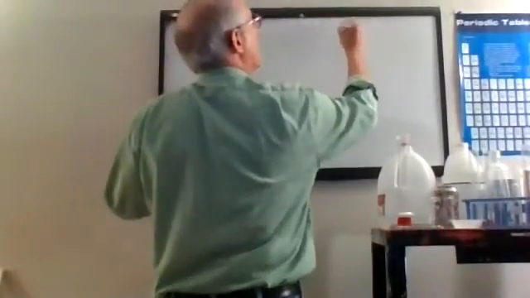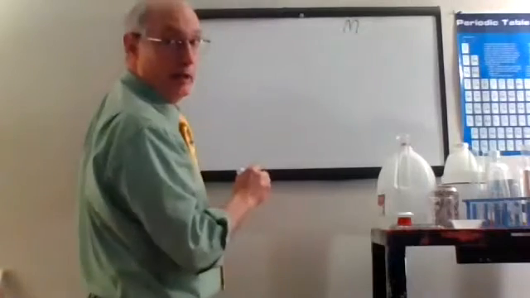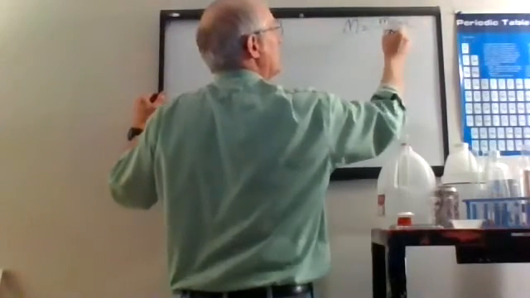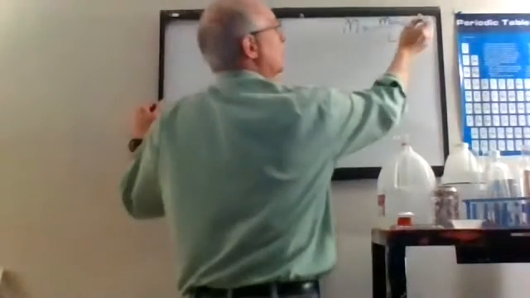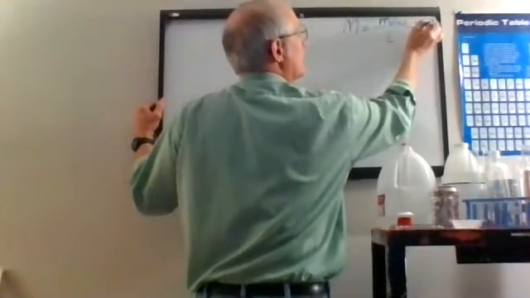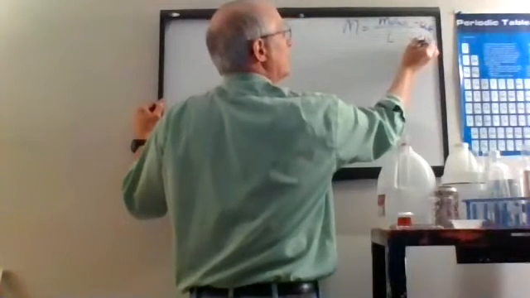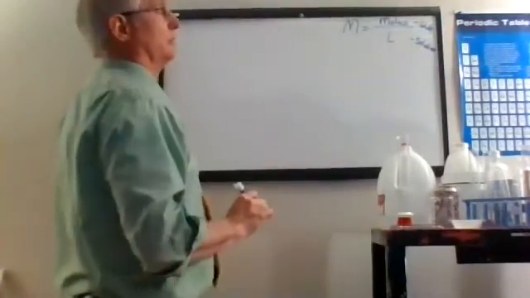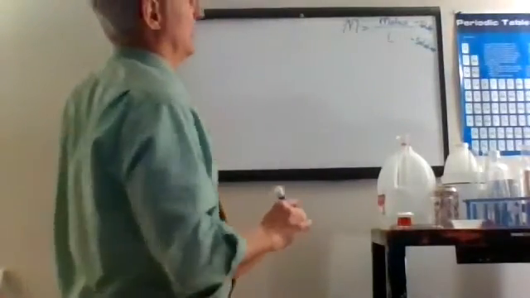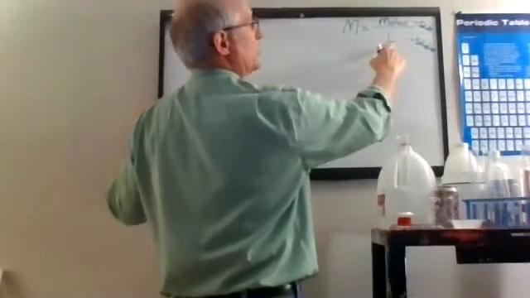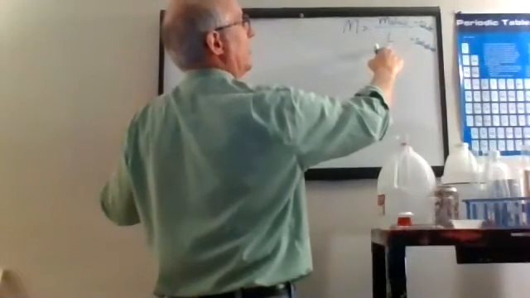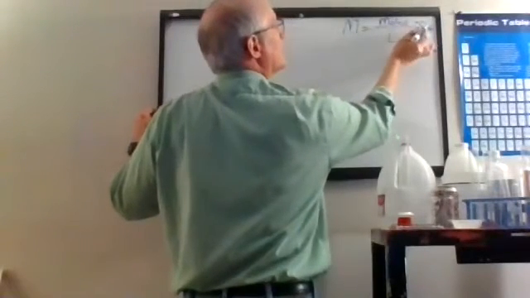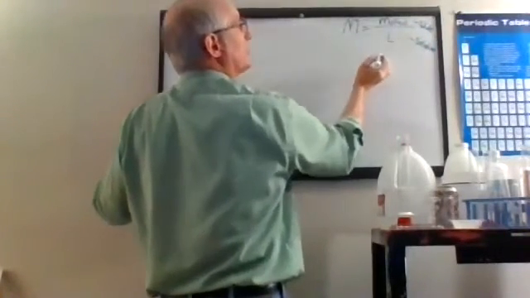Molarity, capital M, is moles per liter. This is solute. This is solvent. No. Solution includes the solute. It isn't just the water, it's the water and the salt. It's the solution. And liters is the volume. So it's moles of solute per liter of solution.